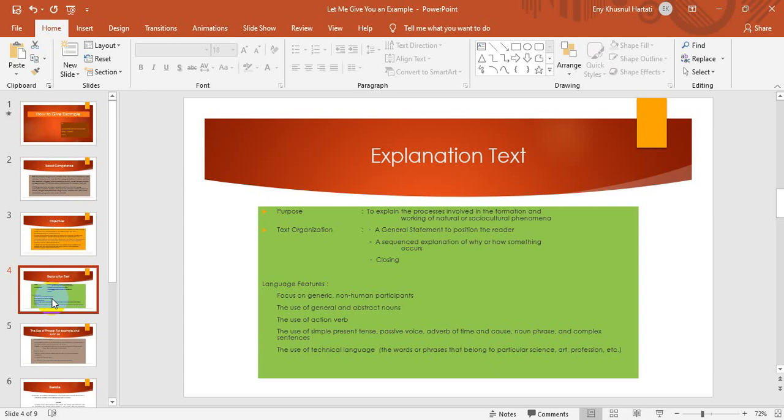And what about the patterns of simple present tense? Subject, verb 1, maybe we can add s or es, and then object maybe, and then the adverb that belongs to the context. For example, about habitual action, so we can use like usually, often, sometimes, and so on.